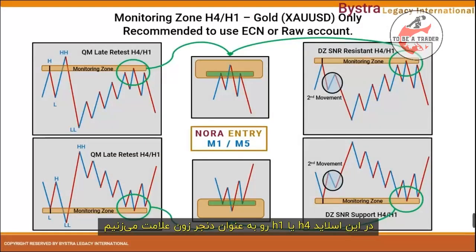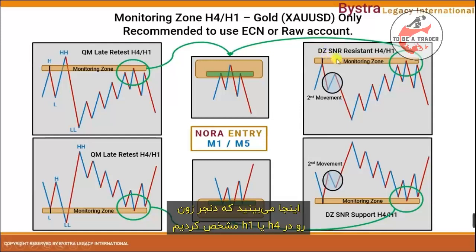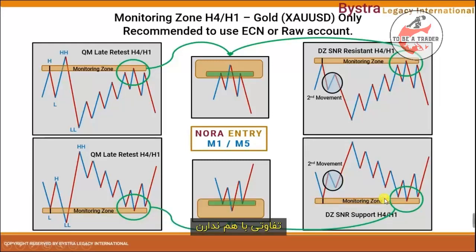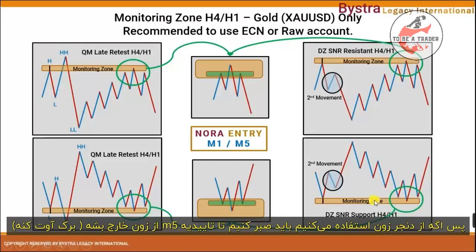Okay guys, in this slide we mark the H4 or the H1 as our danger zone SNR. Here you can see the danger zone SNR for H4, H1. We use it as a monitoring zone. Same thing here as well, it makes no difference. If you're using the danger zone, then we need to wait for the M5 confirmation to break out of the zone.